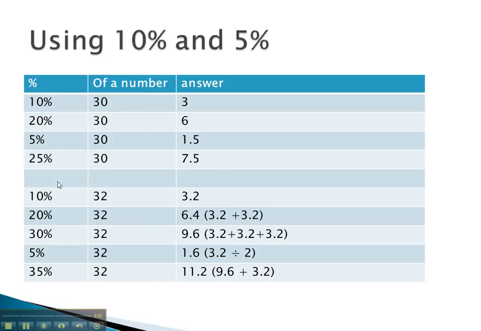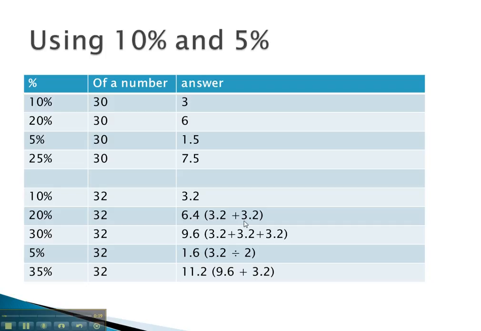So just continuing on, here's another example. Say we got number 32. 10% of 32, this involves decimals, sorry. 10% of 32 is 3.2. So from that we can learn that 20% of 32 is double of 3.2, or 6.4.